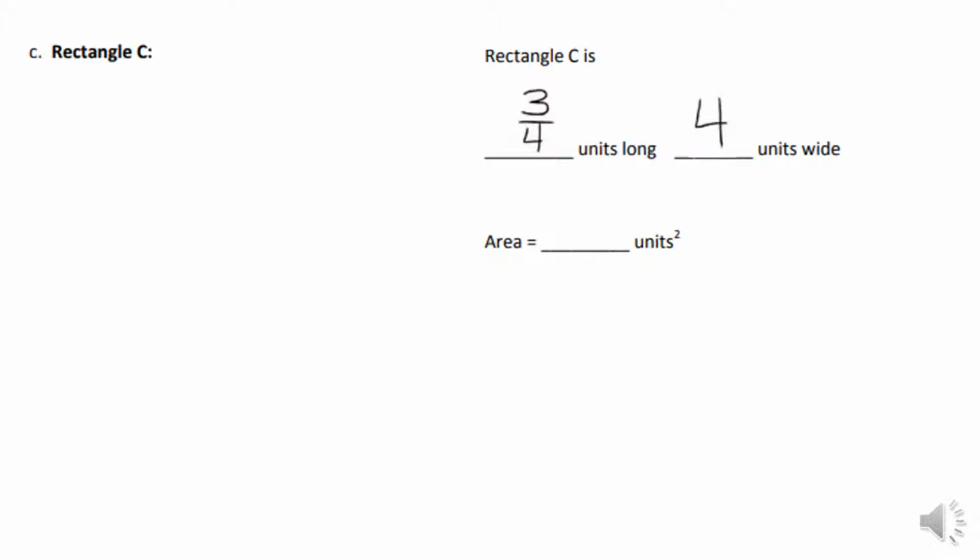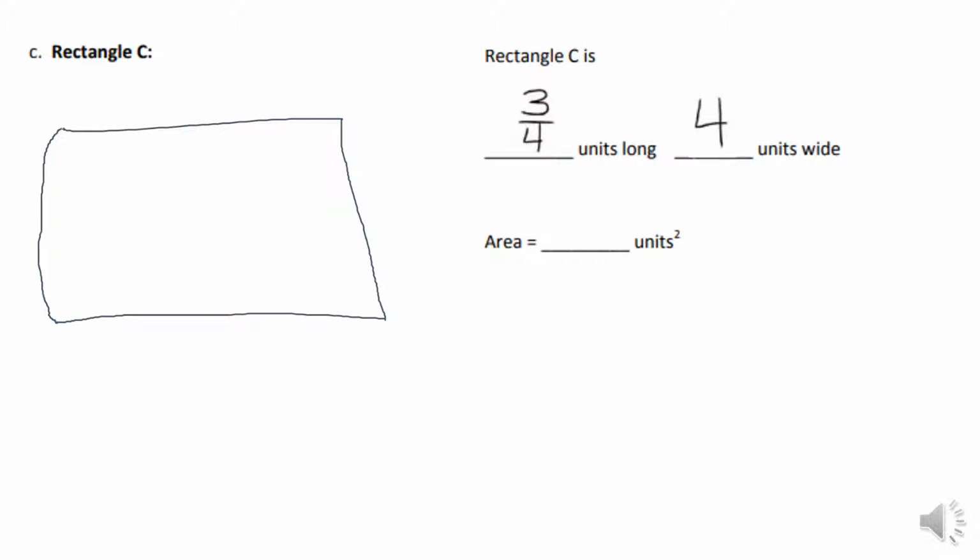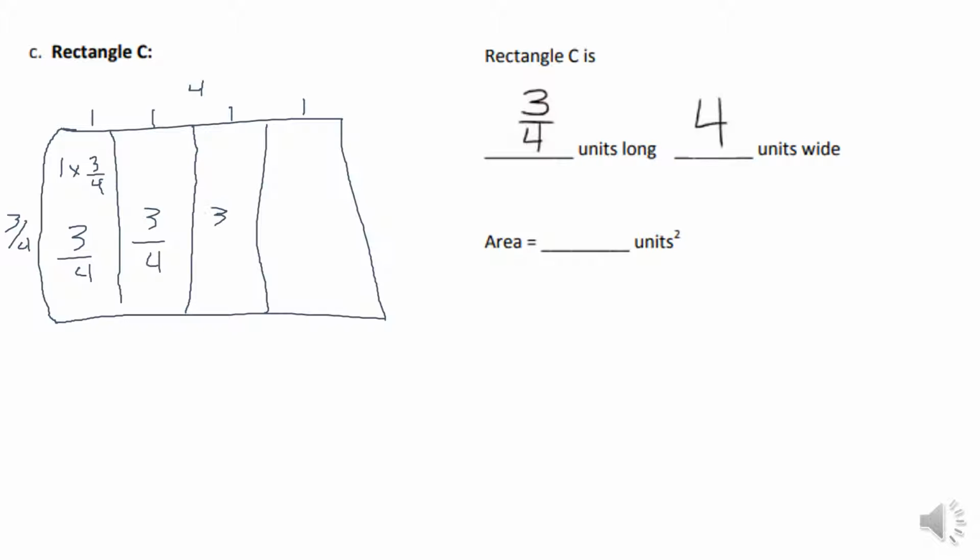On rectangle C, once again, we're going to start off by just drawing ourselves a rectangle. This one says 4 units wide by 3/4 long. So I could say that this is 4, and then I could split it into 4 if I'd like. Each one of these was 1, and this side was 3/4. I know 1 times 3/4 would be 3/4, so each one of these is going to end up being 3/4. When I add them up, I got 3, 6, 9, 12 quarters. And 4 goes into 12 3 times.